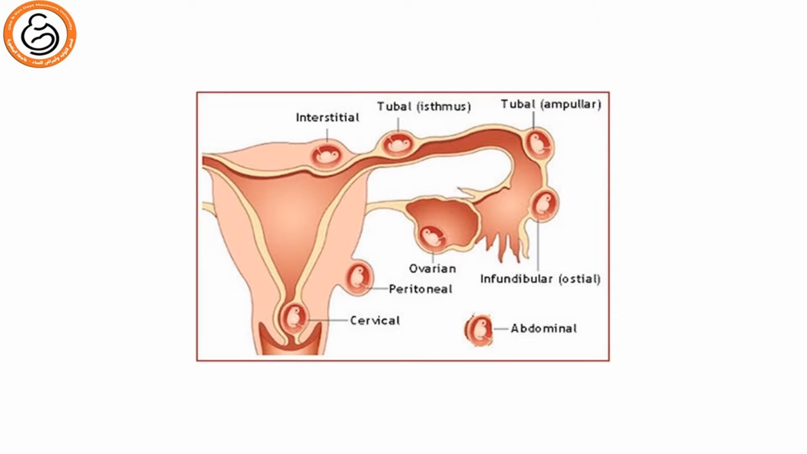This photo shows different types of ectopic pregnancy, either tubal with different sites, ovarian, abdominal, interstitial, and the cervical one.